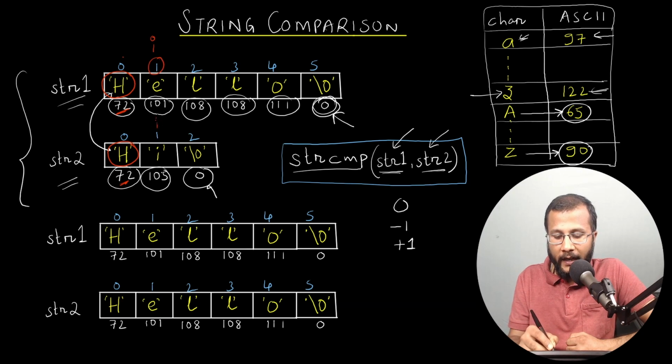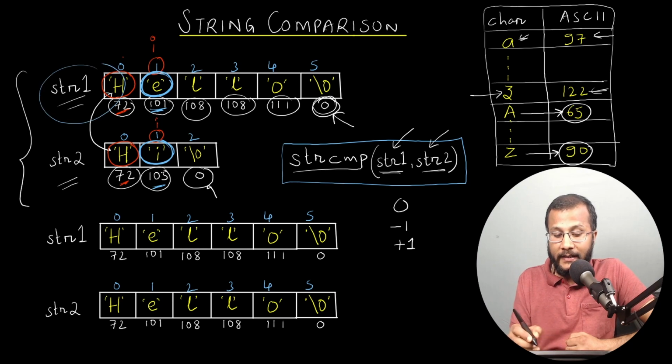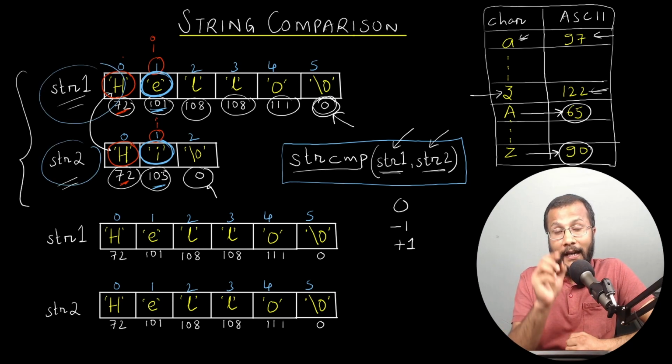Whenever i equals 1, in the first string, I'll catch hold of the character e, and in the second string, the character is i. Now you see the ASCII code of e, 101, is less than the ASCII code of i, which is 105. Therefore we say that e comes before i in the dictionary, or we say e is less than i in terms of ASCII code. Therefore we say this entire string str1 is less than str2, and in that case we'll have to return the value -1.